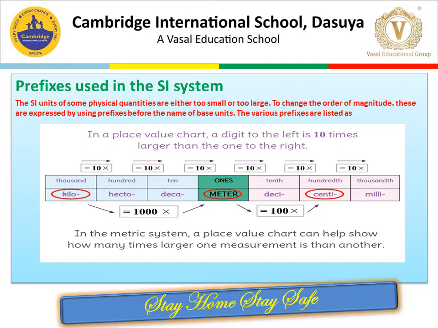And here you must have seen that meter and centimeter are related as hundredth. That means centimeter is 1/100th of a meter, or you may say that 100 centimeter is equal to 1 meter.